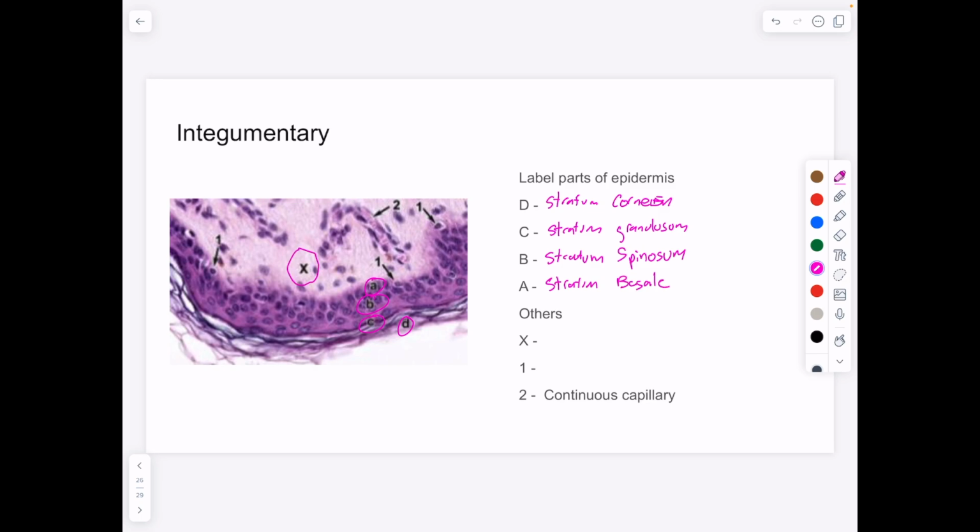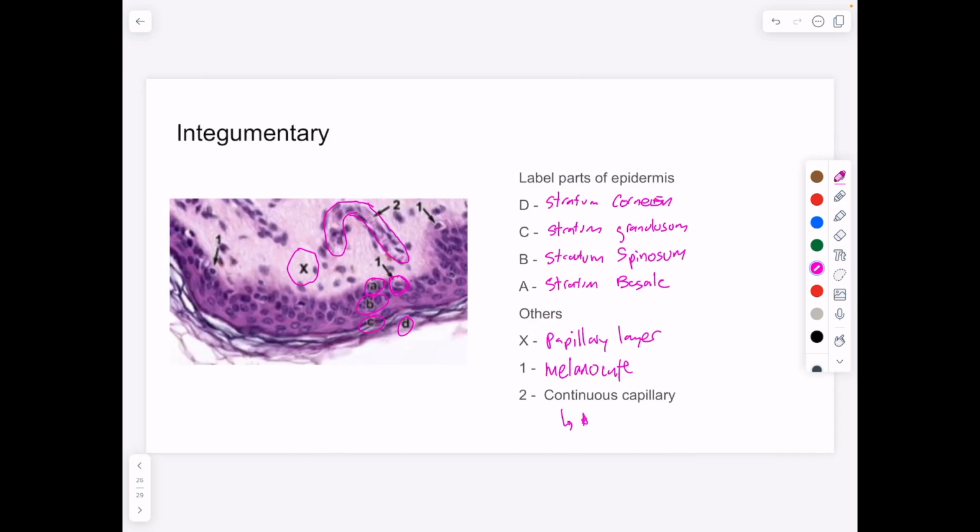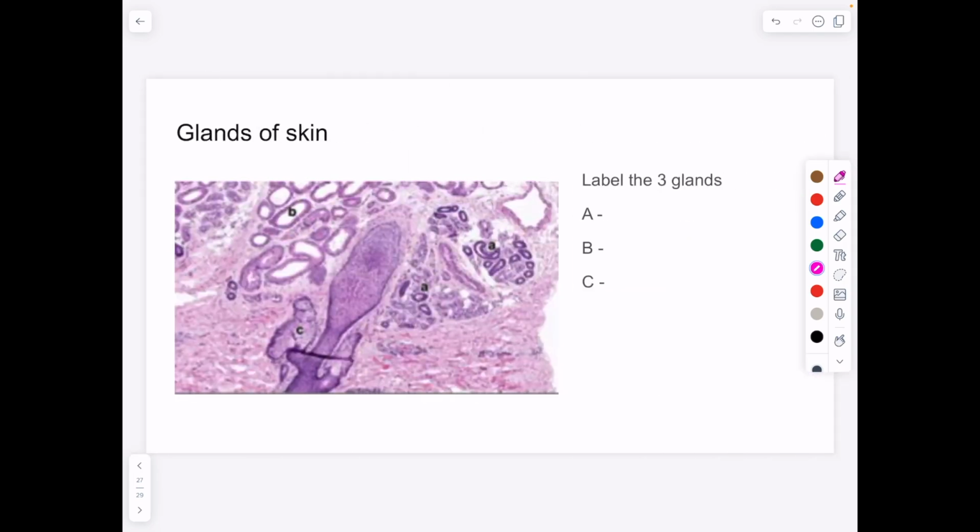All right, then we have here, this appears to be part of the dermis, and it's adjacent to the epidermis. This is our papillary layer. And then this, hard to tell, but it does appear to be circulating a melanocyte. And then 2 is referring to this guy. Again, kind of an uncool question, because that is a continuous capillary. How would you know that? Well, you can see that the diameter is approximately cell-sized, and there are no obvious gaps. Of course, it's very low resolution, so I didn't think that's a fair question.